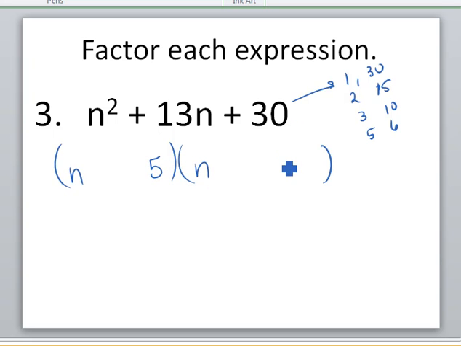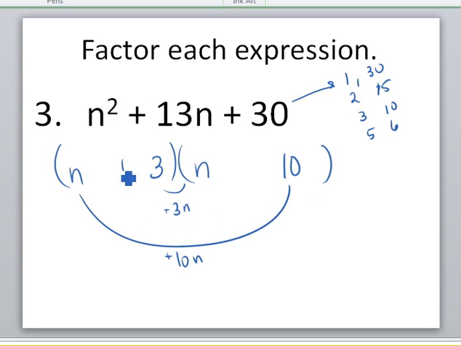Well, I'm going to try 5 and 6 first, just so you can see me not get it right, because that will give me 5n and this will give me 6n. Those do not give me a total of 13, so I know I don't have them correct. It's going to be really important that we have pencils that we're working with so we can erase things quickly and try something else. I'm going to try 3 and 10 now. 3 gives me 3n and 10 gives me 10n, so that is 13. I do want a positive 13, so I will put plus signs in front of both of those.